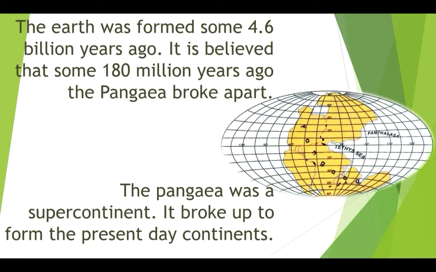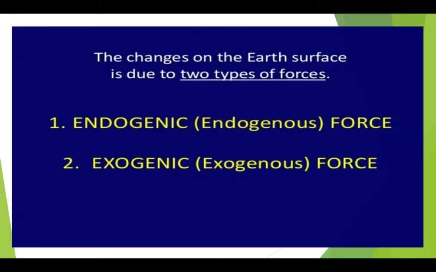Alfred Wegener gave the continental drift theory in 1926. The lithosphere has several large and some small plates which carry continents and the ocean floor. The plate movements cause changes on the Earth's surface. This change is caused by two types of forces.